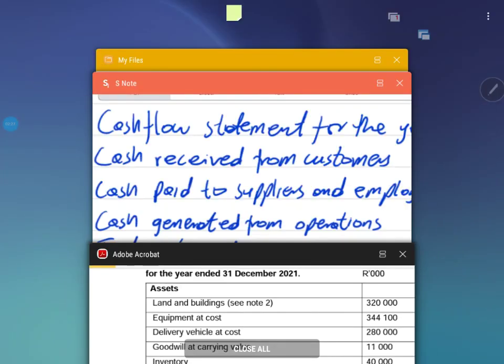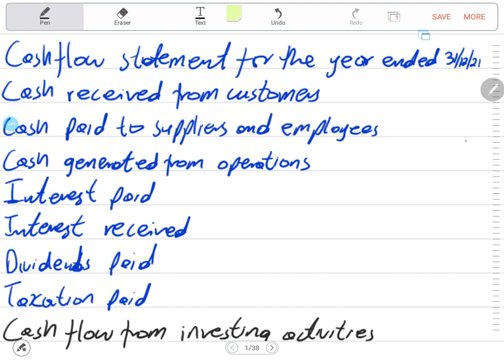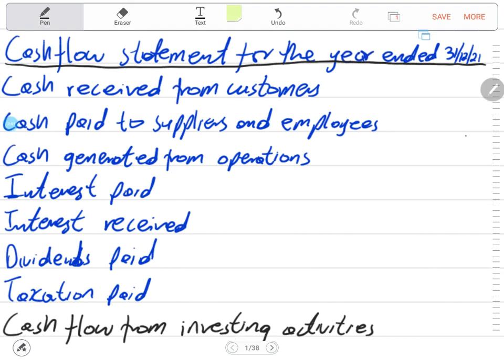I have already prepared the skeleton of the statement of cash flow, which is the cash flow statement for the year ended 31st of December 2021. It is very important to know the items that go under each of the elements of the statement of cash flow. When I speak of the elements, I'm referring to the cash flow from operating activities, cash flow from investing activities, and cash flow from financing activities.